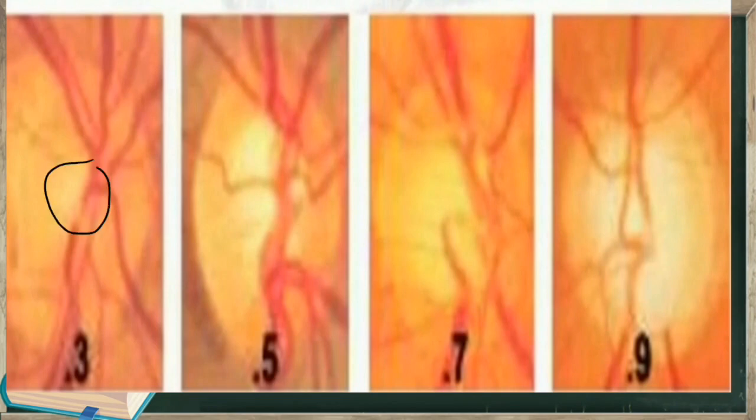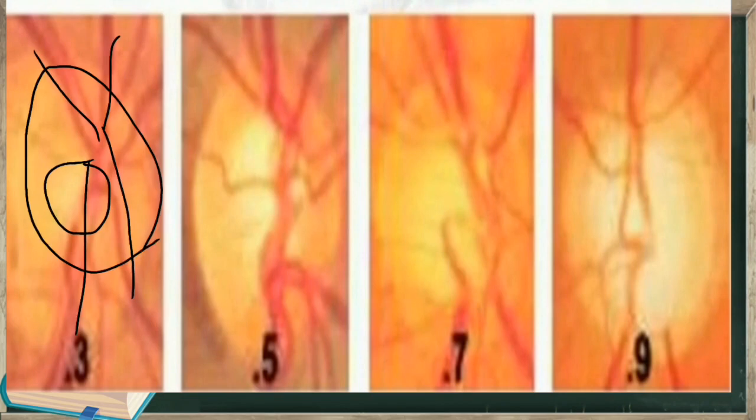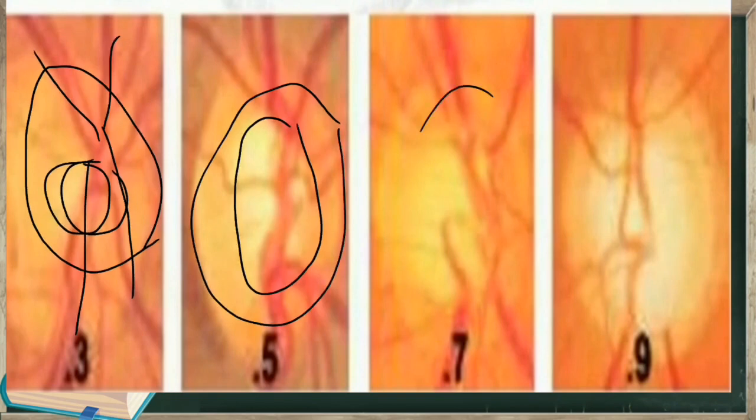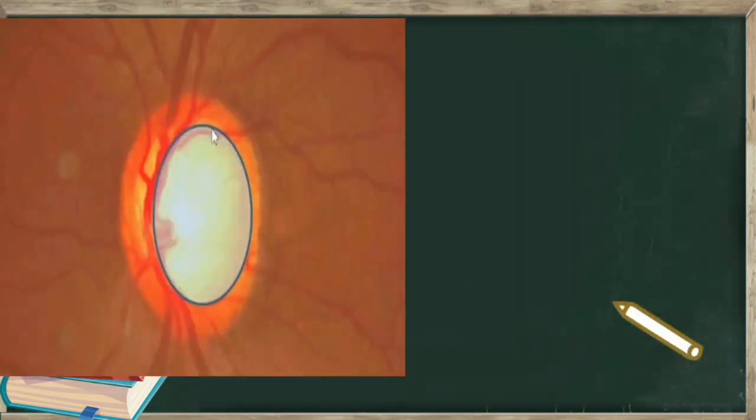If we look at this picture, this is the retina, these are the blood vessels, the central retinal artery, and this is the optic disc, and this is the optic cup. It becomes larger and wider in this picture. Progressively, it becomes larger until it reaches more than 0.3 in the cup-to-disc ratio. In this picture, the optic cup becomes vertically oval.